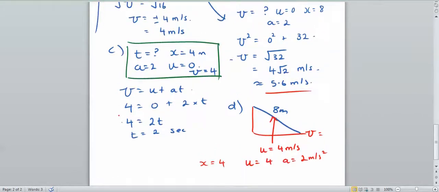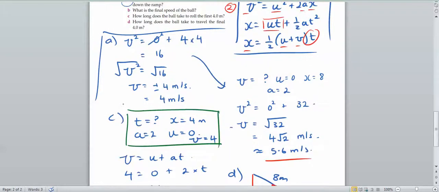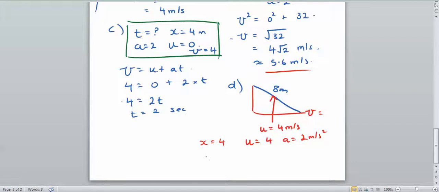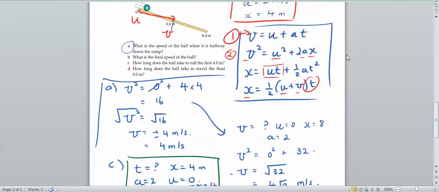So let's go ahead and see what we need to find. How long does the ball take to travel the final 4 meters? Okay, so we need to find what t is. So make sure you write t with a big question mark. It's so important that you write it like this, because if you don't, you're going to make silly mistakes. You're going to go, oh, what formula do I use? Well, it's not that bad.